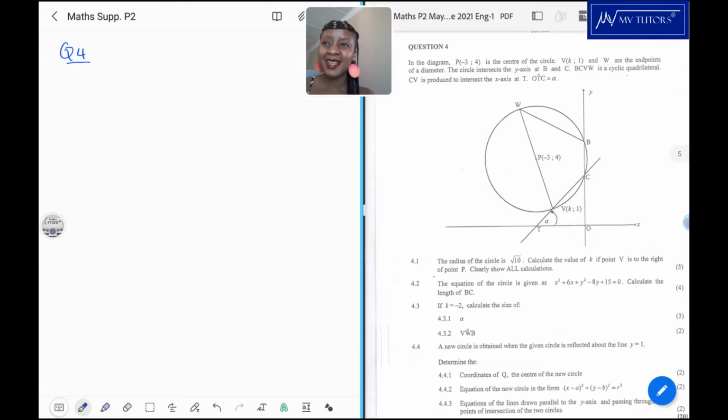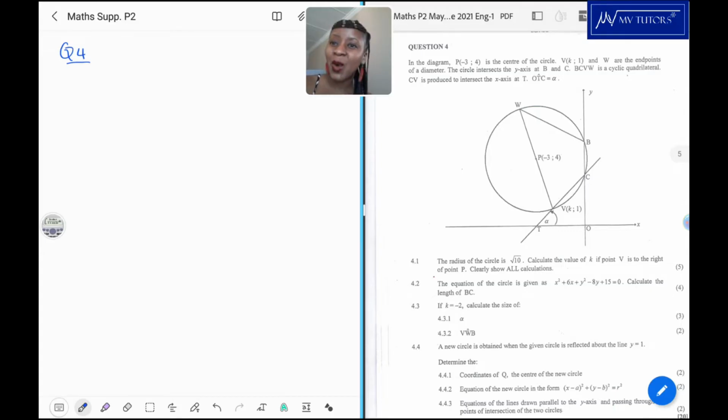I'll be looking at question 4 with you guys from the supplementary that was written in June this year. All right, so we have a circle there. In the diagram, P is the center of the circle. V and W are the endpoints of a diameter. The circle intersects the y-axis at B and C. BCVW is a cyclic quadrilateral. CV is produced to intersect the x-axis at T, and then angle OTC is equal to alpha.